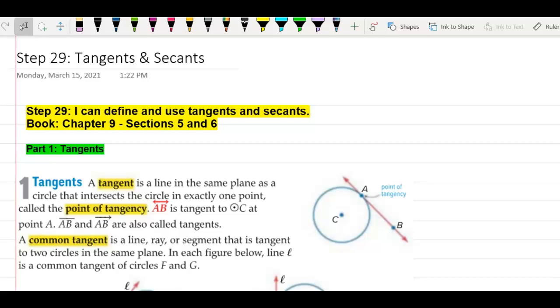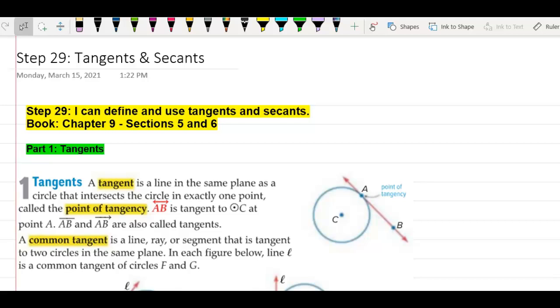Hello, welcome to part 1 of step 29, all about tangents and secants. Step 29 says I can define and use tangents and secants. This is in your book, chapter 9, sections 5 and 6.